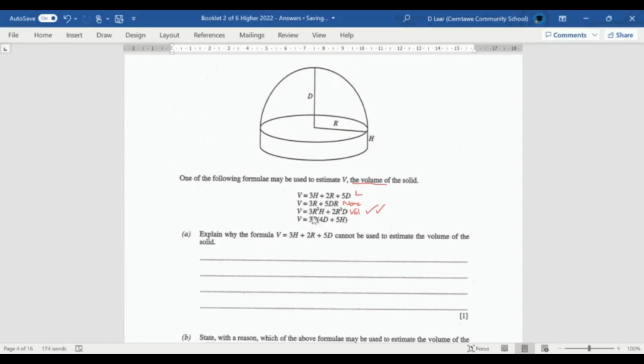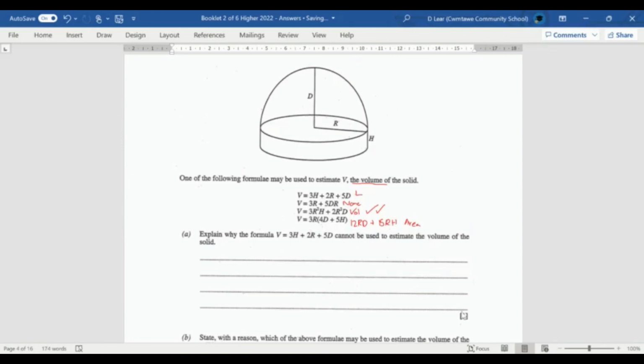And then the bottom one, we should expand the bracket. So 3r times 4d is 12, 3 times 4, rd, which if we ignore the 12 is an area, plus 15 RH, and if we ignore the 15, that's an area. So what we've got here is a length formula, a nothing formula, a volume formula, and an area formula. Okay? And then question A, explain why this one cannot be used for the volume.